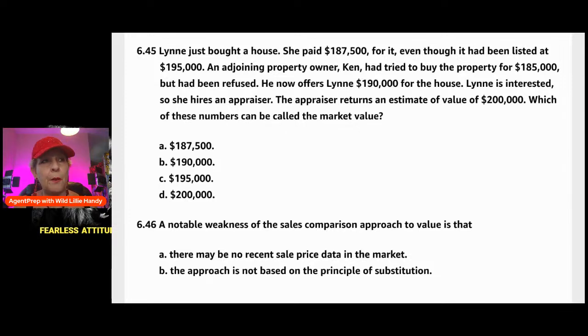Now, should the seller and the buyer decide on 195 as the list price, or they decide at 190 and it closes for that price, that becomes the market value. But right now, there isn't a decision between the buyer and the seller. The seller has hired an appraiser to make a decision on whether to accept 190 or to ask for more, because she's got it listed at 195. So good job, Cindy.